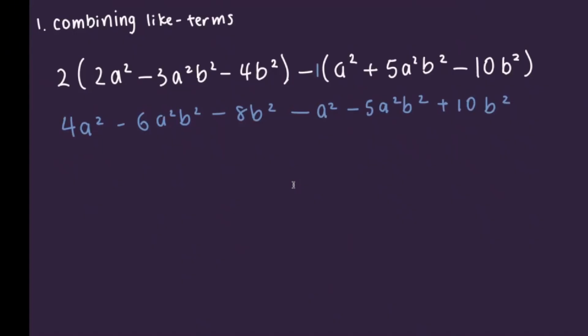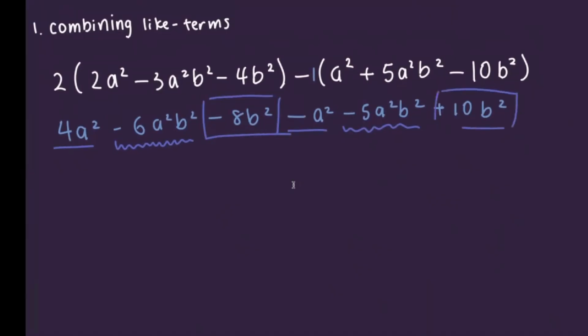Then underline the like terms or use different methods for each like term. Personally, I like to use underlines and squiggles. So we have a squared here. We have an a squared here. And we have a squared b squared, and we also have another a squared b squared. And then b squared and b squared.